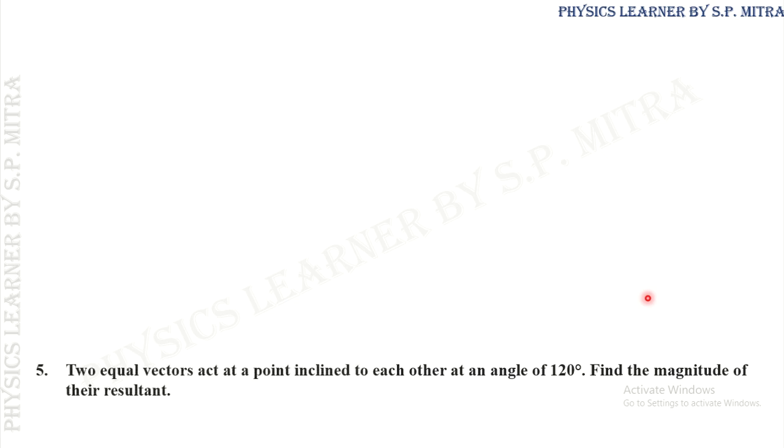In the next question it is given that two equal vectors act at a point inclined to each other at an angle of 120 degrees. Find the magnitude of their resultant. The options are here.